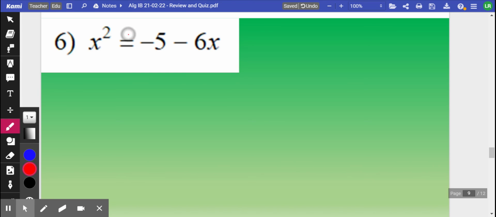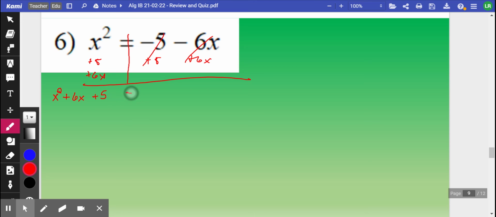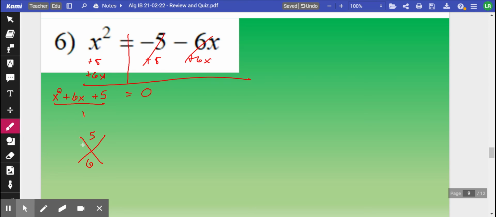Let's make it equal to 0 first. So we need to add 5 to both sides and add 6x to both sides. Make sure you put it in the correct order. X squared first, then the 6x, then the positive 5 equals 0. There's nothing I can divide out, so 1, it's done. And magic numbers. Multiplies to be 5, adds up to be 6. And the magic numbers for this one are actually 1 times 5.